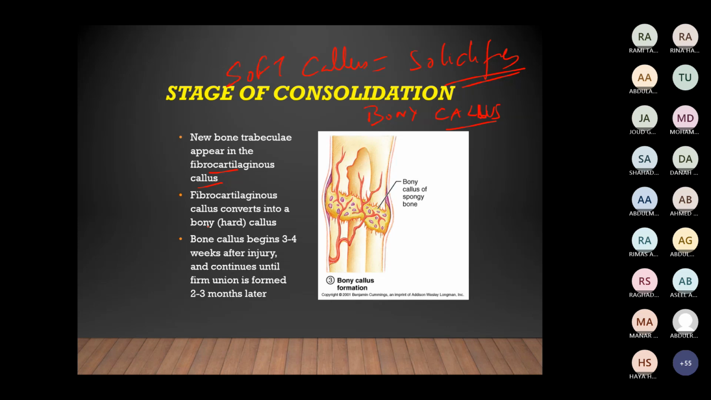I hope you understand. Now this bony callus begins after the fibrocartilaginous callus converts into bony hard callus, beginning 3 to 4 weeks after injury, and continues until the firm union is formed in 2 to 3 months. They will ask you this in the examination, MCQ. So this is the main thing about the formation of the bony callus. Now this is very important. The remaining cells which are there have to be removed. Osteoblasts also come and try to give more bone matrix, and osteoclasts will remove the debris and all such things. Now this was the stage of consolidation.